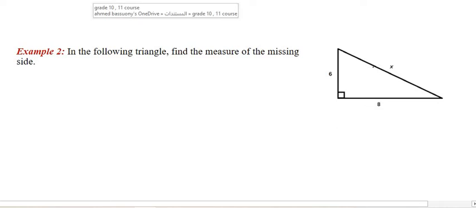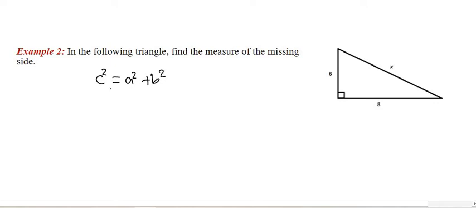Okay guys, so here we're dealing with sides and we have a right angle triangle. So the first thing you need to think of is Pythagorean theorem, which indicates c squared equals a squared plus b squared, or the square of the length of the hypotenuse in any right angle triangle equals the sum of the first side squared plus the second side squared. So let's substitute for this.